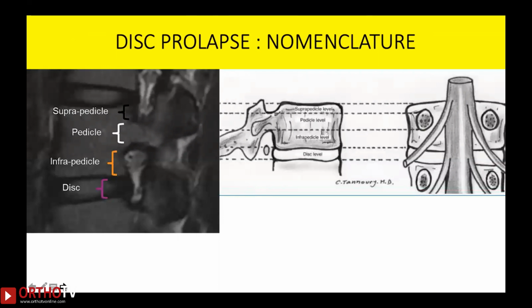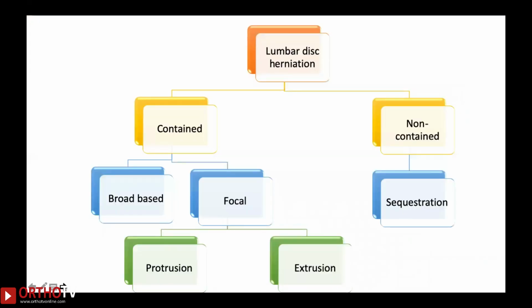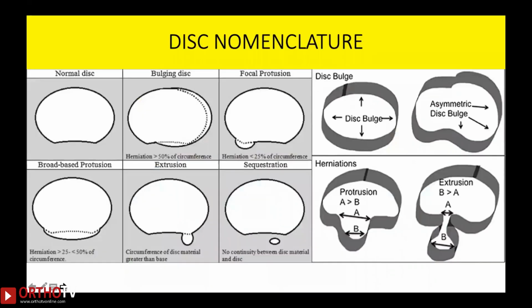Another classification that is used is with respect to the pedicle. The disc herniated could be either at the level of the pedicle, superior to the level of the pedicle, or at a higher level to the pedicle. But the most commonly used classification is this one, where we divide them into contained disc herniation and non-contained disc herniation. Again, the contained disc herniation could be either broad-based or focal, and the focal disc herniation could be either a protrusion or an extrusion.